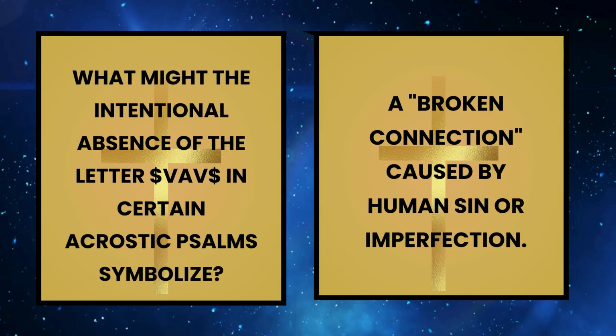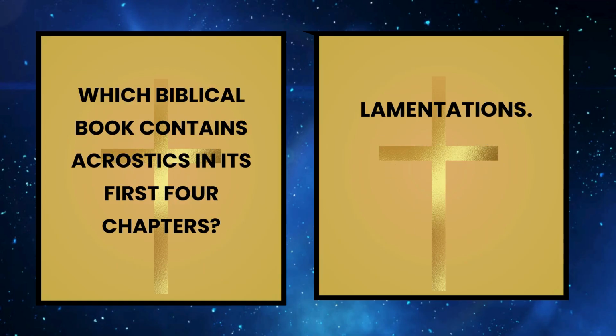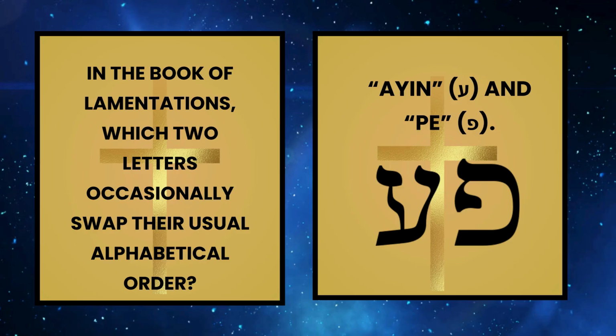What might the intentional absence of the letter Vav in certain acrostic psalms symbolize? It might symbolize a broken connection caused by human sin or imperfection. Which biblical book contains acrostics in its first 4 chapters? That book is Lamentations. In the book of Lamentations, which two letters occasionally swap their usual alphabetical order? The letters Ayin and Pei sometimes swap order.